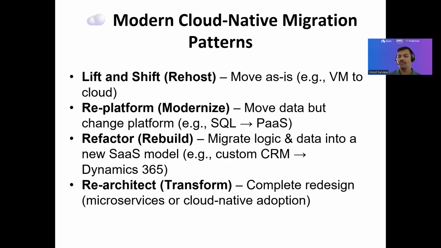Similarly, with refactoring, we are going to migrate logic and data into new SaaS-based solutions, for example something like a custom-based CRM tool, and we would be moving it to Dynamics 365 or any other tool or solution. And transform, which is re-architecting, is basically a complete redesign of a solution. It could be microservices or cloud native adoption that can also be leveraged into the cloud or other solutions, right? So these are going to give you clarity on what type of migration we are going to do, right?